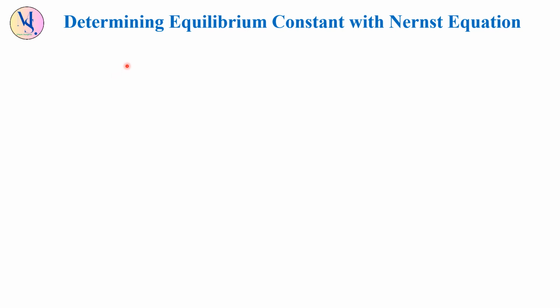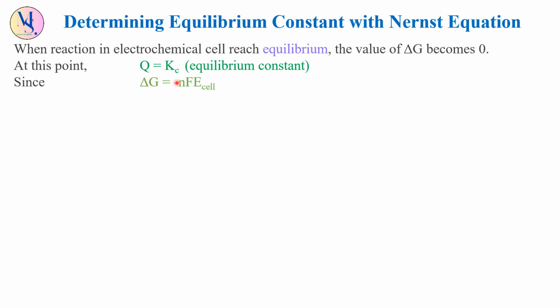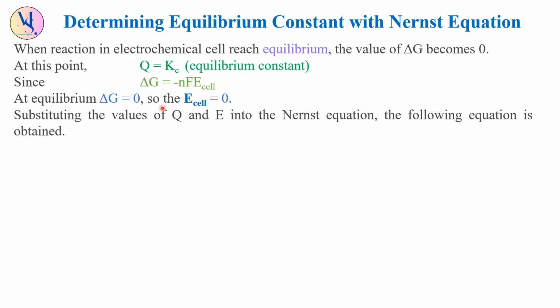Let's discuss how the Nernst equation can be helpful to determine the equilibrium constant. In the electrochemical cell, when equilibrium is reached, the value of change in Gibbs free energy, that is delta G, becomes equal to 0. So at equilibrium, the reaction quotient can be written as Kc, that is the equilibrium constant, and as we know, delta G is equal to minus nFE, where E is the electromotive force of the cell, and at equilibrium delta G is equal to 0, so EMF will also be 0. So putting the value of reaction quotient, that is Q equal to Kc, and EMF equal to 0, we can write the Nernst equation like this.